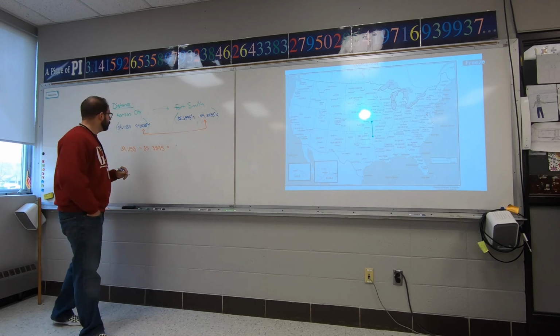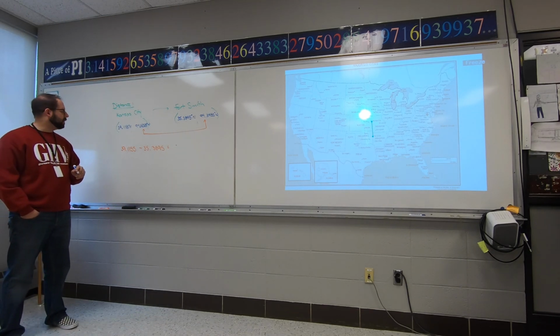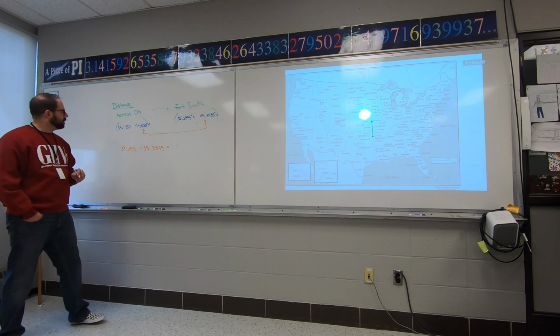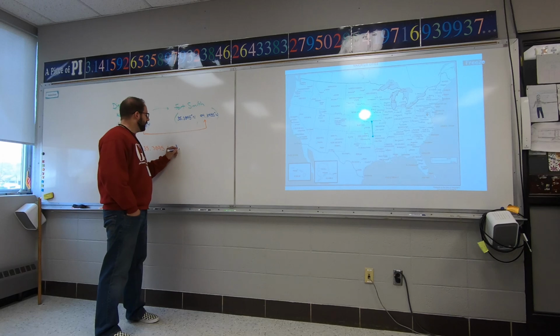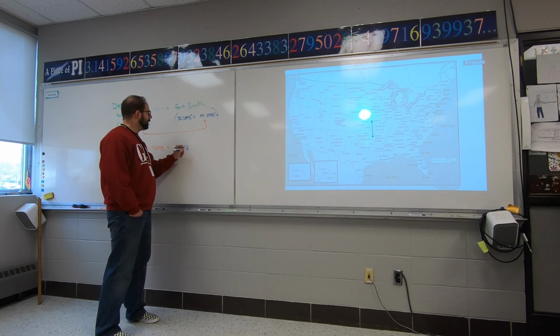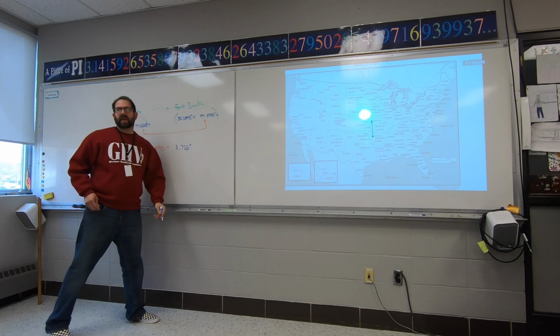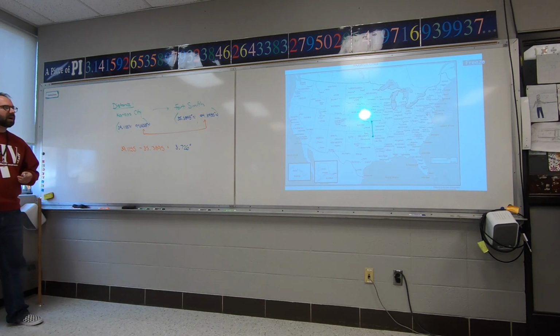39 minus 35. 3.726. 3.726? Okay, and that's degrees. That's the difference. So it's about 3 degrees off from each other.